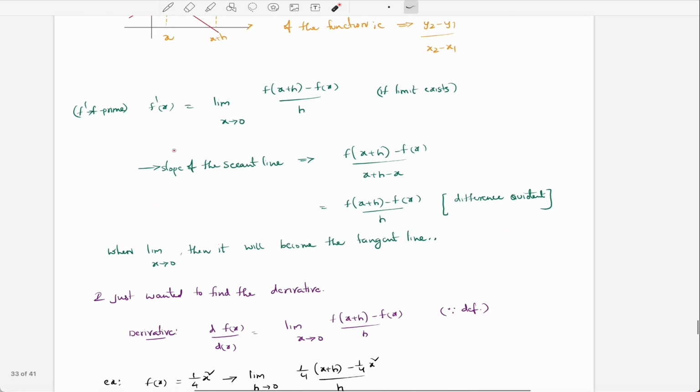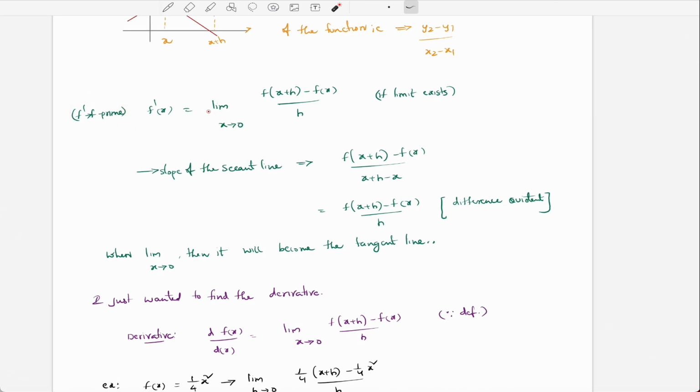So if I give an example for this, if we have a function right here, with the limit as h goes to 0, this is the formula. This is the formula of the derivative of a function if the limit exists. So how did this formula come?